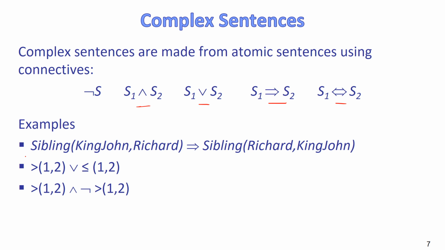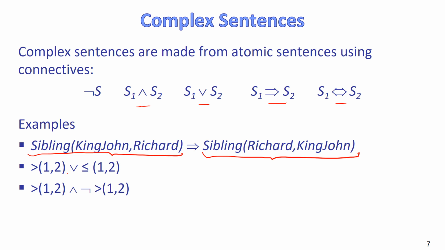Why is that? Because this part by itself is an atomic sentence that says King John is a sibling of Richard, and that part is an atomic sentence that says Richard is a sibling of King John. As a whole, it's now a complex sentence. It says that if King John is a sibling of Richard, then Richard is a sibling of King John.